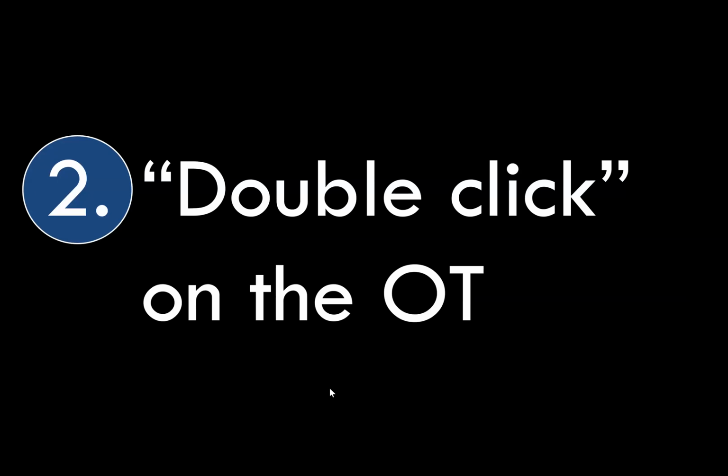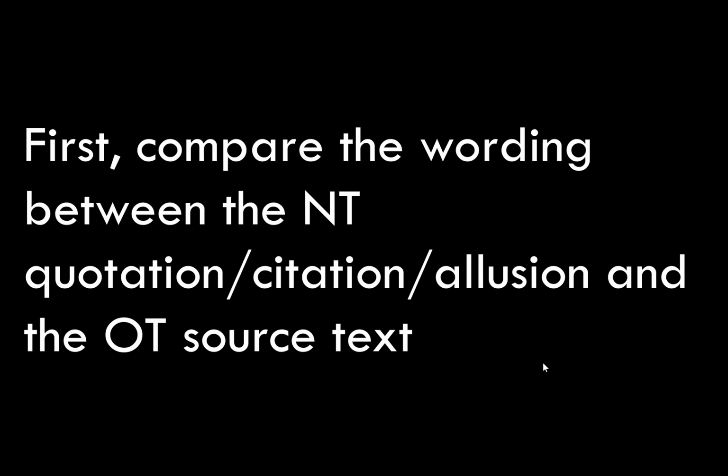All right, we go to step 1. All right, step 2, double click on the Old Testament. So next slide. The next step, once you've identified, okay, this is from Jeremiah and this is from Isaiah or what have you, what should you do next? Go look it up, but start with just the quoted portion or the reference portion. And you want to compare the wording between the New Testament quotation, citation, or allusion and the source text. Kind of line them up.